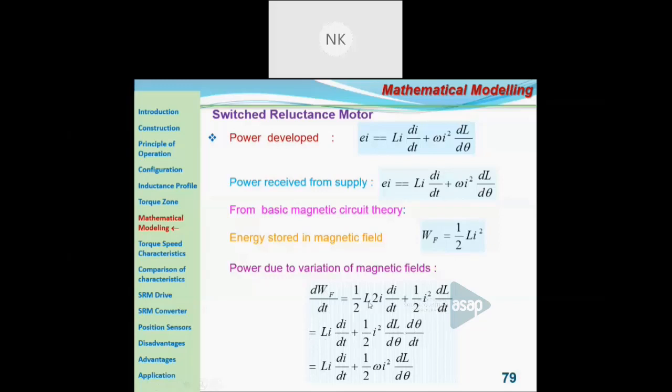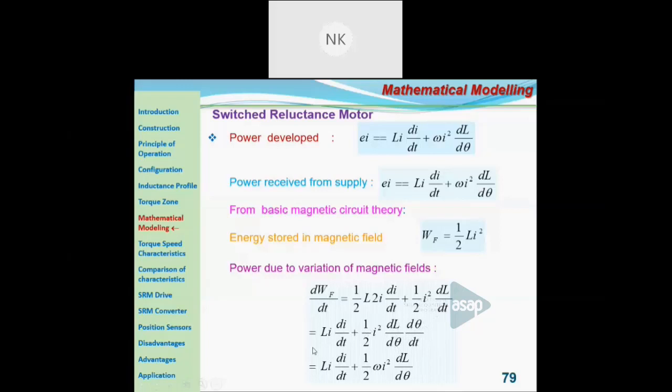This equation can be written as, if 2 and 2 get cancelled, Li into di by dt plus half I square into dl by dt. Since we need an angular position, if you want to find the torque expression, you need omega. So to get the omega factor, you have to differentiate L with respect to theta. Then dl by dt can be expressed as dl by d theta into d theta by dt, where d theta by dt is the angular frequency omega.